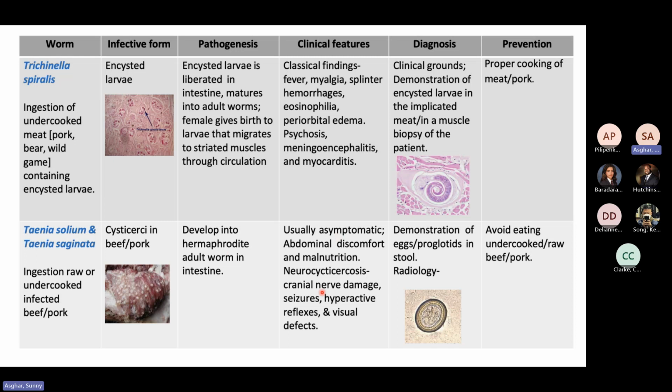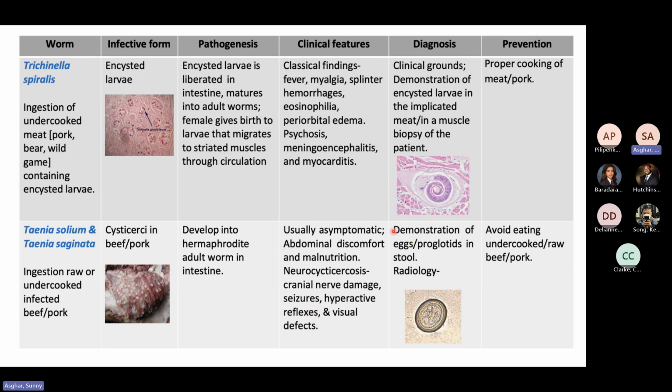So for this, we're going to be seeing hyperactive reflexes and then visual defects, because they can travel all around and cause certain types of cranial nerve damage. Because they cause cranial nerve damage, that can also lead to visual defects as well as changes in your reflexes. I'm pretty sure you've learned about nerve damage in Med 1, but that can lead to hyperactive reflexes as well as visual defects.